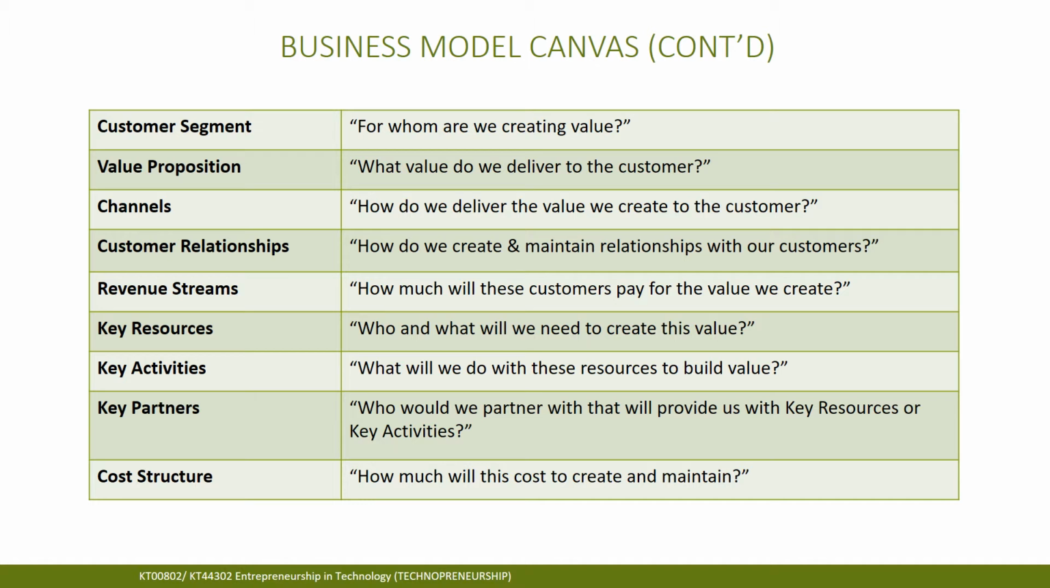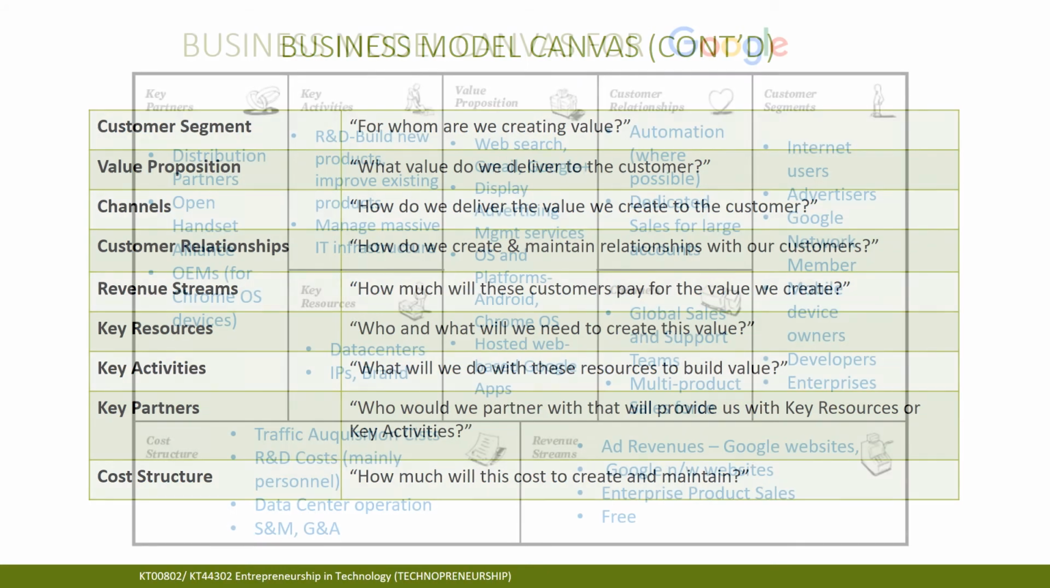Key resources. Who and what will we need to create this value? Key activities. What will we do with these resources to build value? Key partners. Who would we partner with that will provide us with key resources or key activities? Cost structure. How much will this cost to create and maintain?